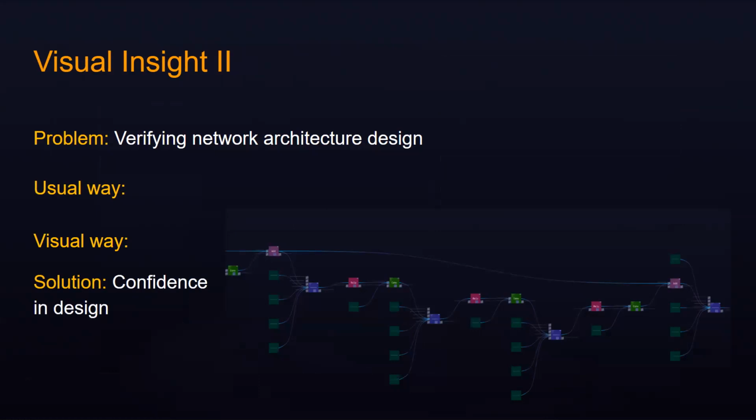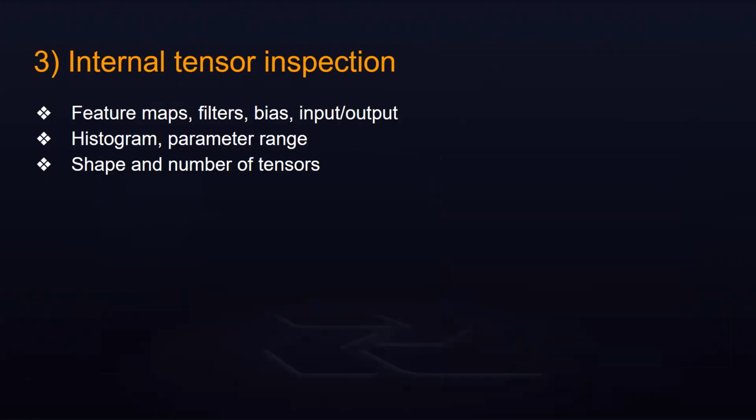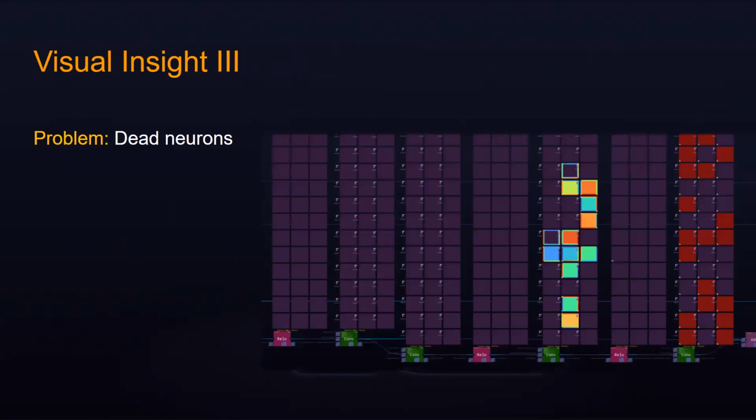is correct. And the last part, which is the most interesting part, is how visualization can improve the model performance when we look more carefully at the internal tensors and the feature maps, filters, biases, and the histogram and parameter ranges, shapes, and number of tensors. So this is one example where we were trying to segment some COVID-19 lesions in the CT images of patients. And we didn't have good results, but we didn't know why.